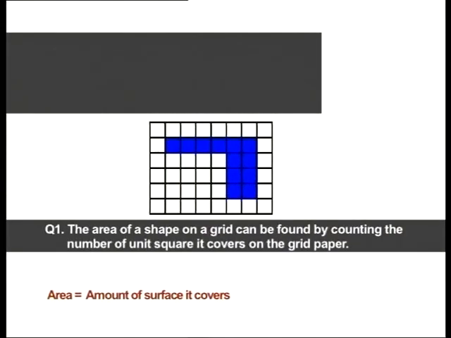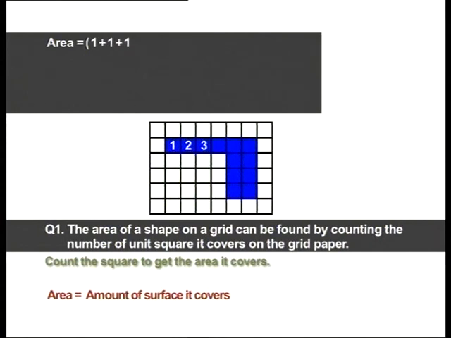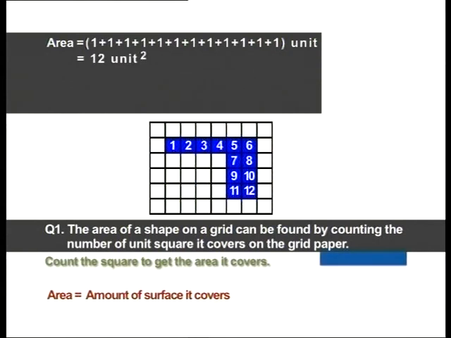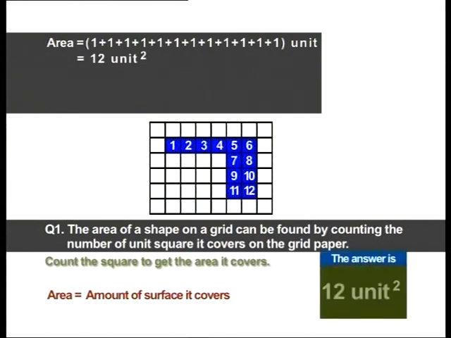Let's do an easy one first. Look at the diagram. In this question, the area of a shape on a grid can be found by counting the number of unit squares it covers on the grid paper. Let's count the squares. 1, 2, 3, 4, 5, 6, 7, 8, 9, 10, 11, 12. The answer is 12 units square.